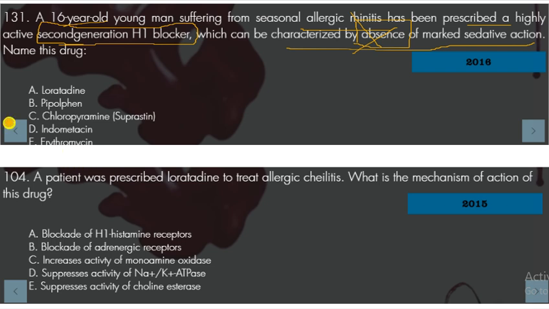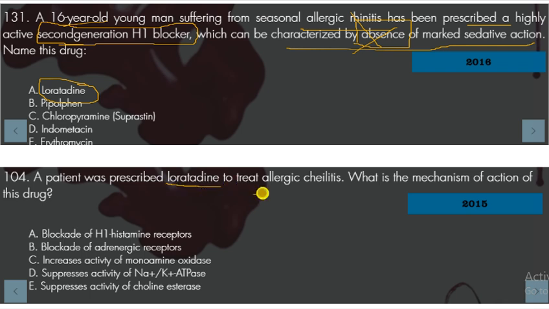So erythromycin is an antimicrobial drug. Indomethacin is an NSAID. Chlorpyramine is a first generation H1 blocker. Pipolphen is not the answer. Loratadine is the second generation H1 blocker.